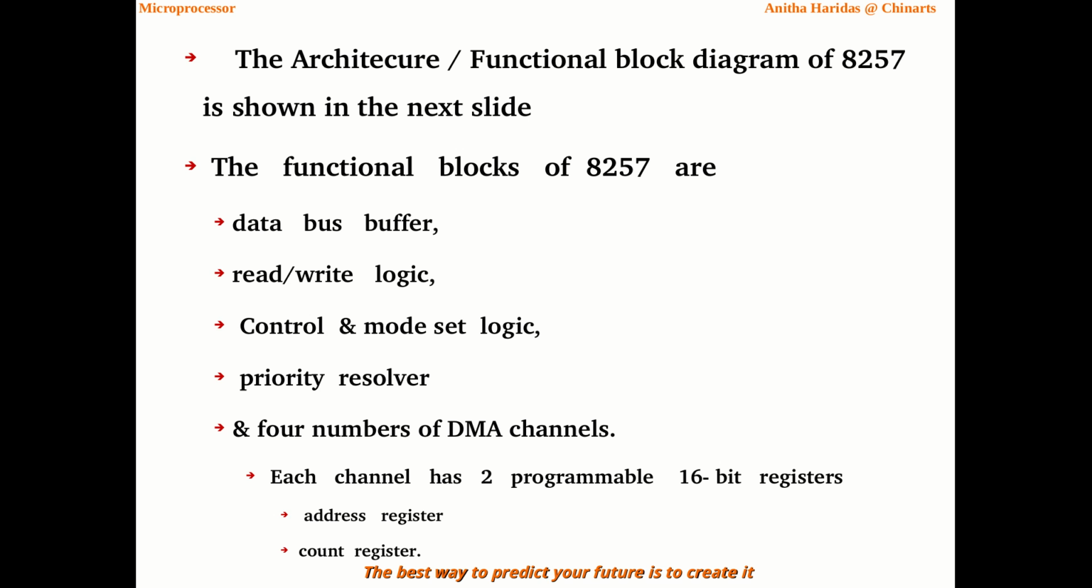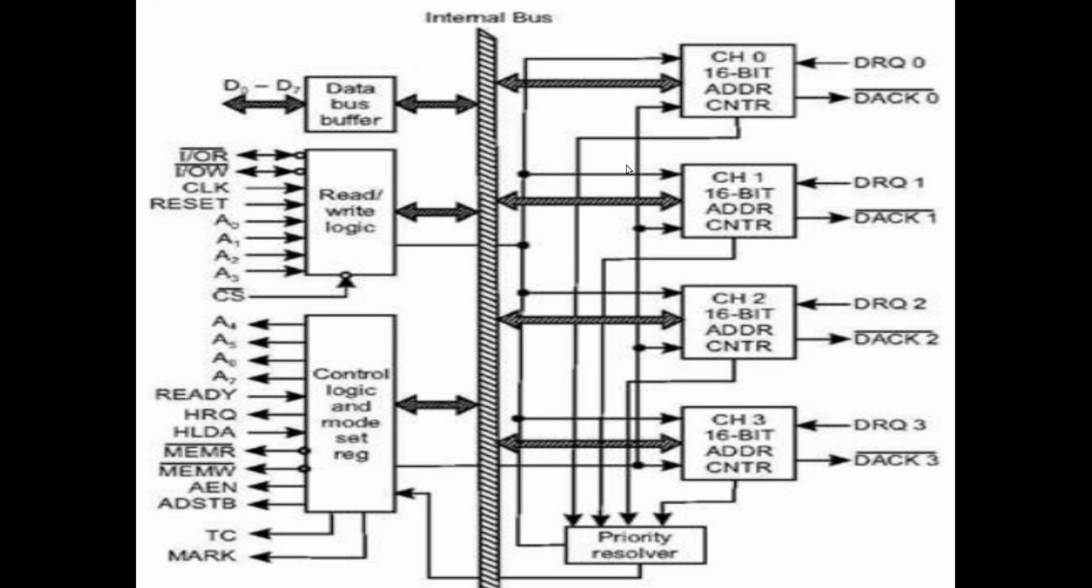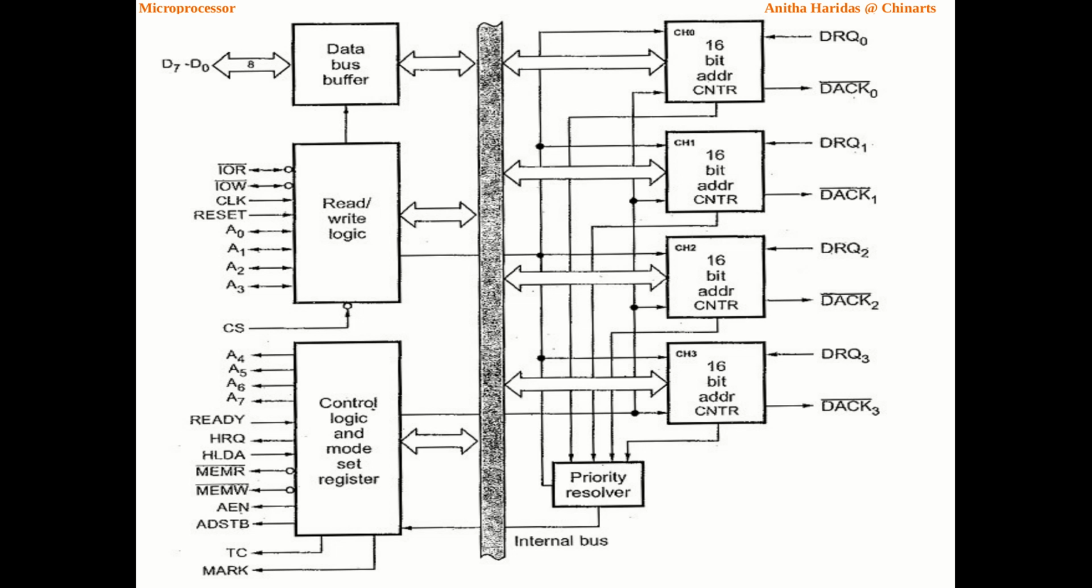Okay. So these are the different digital components of 8257. So let us see, this is another diagrammatic representation of 8257. I think this is much better.